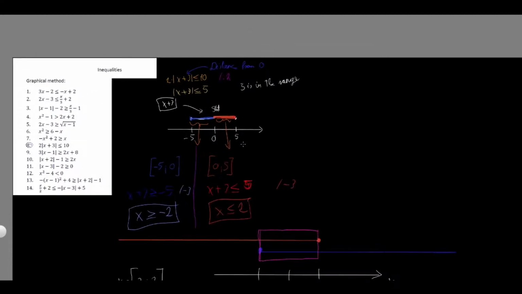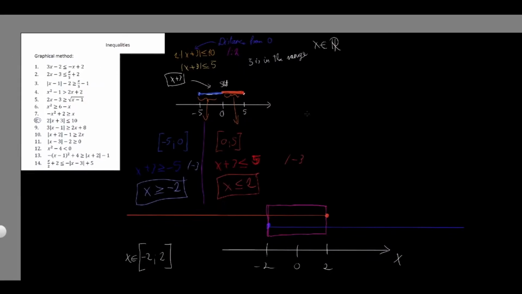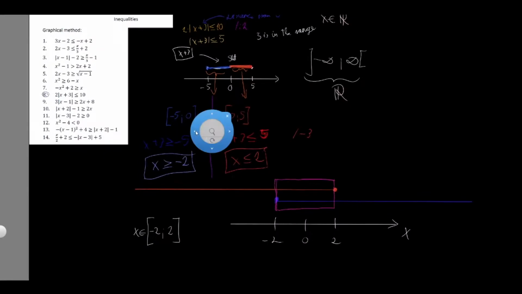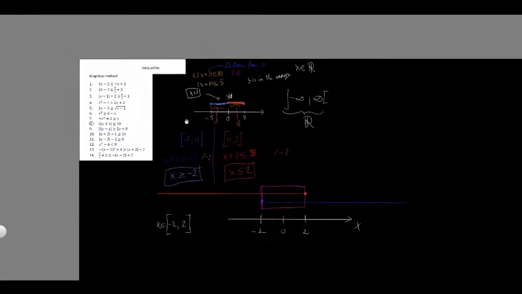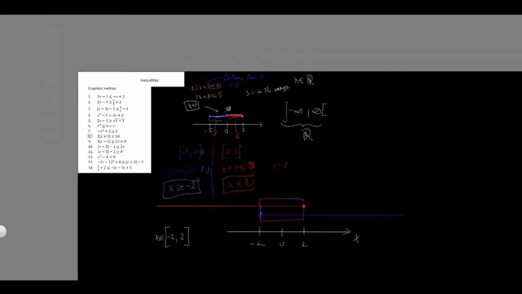Yeah, because I forgot to include that x is an element of the real numbers. So everything between negative infinity and infinity. It means real numbers. Okay. So yeah, that was task 8 or example 8.